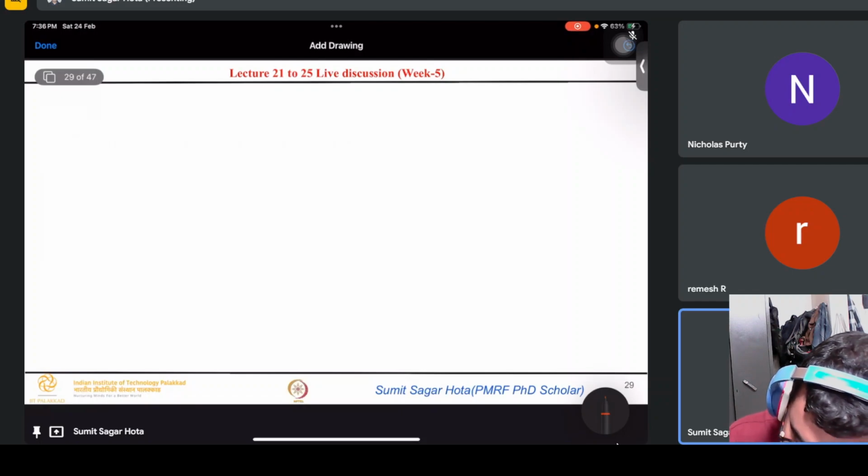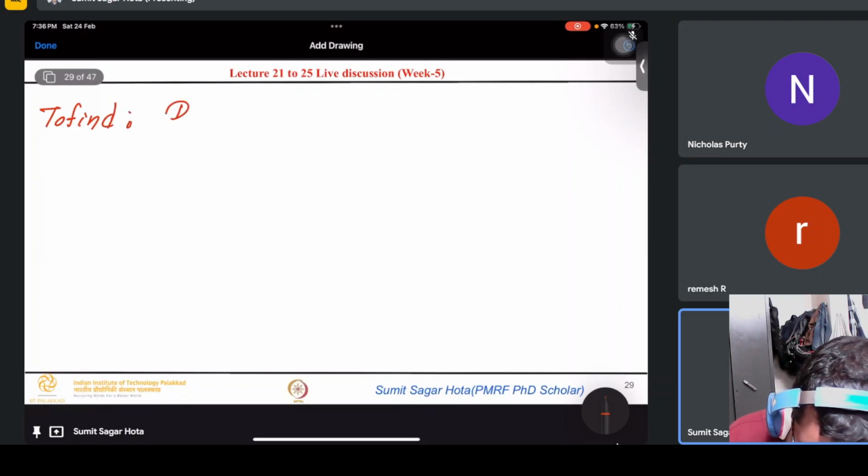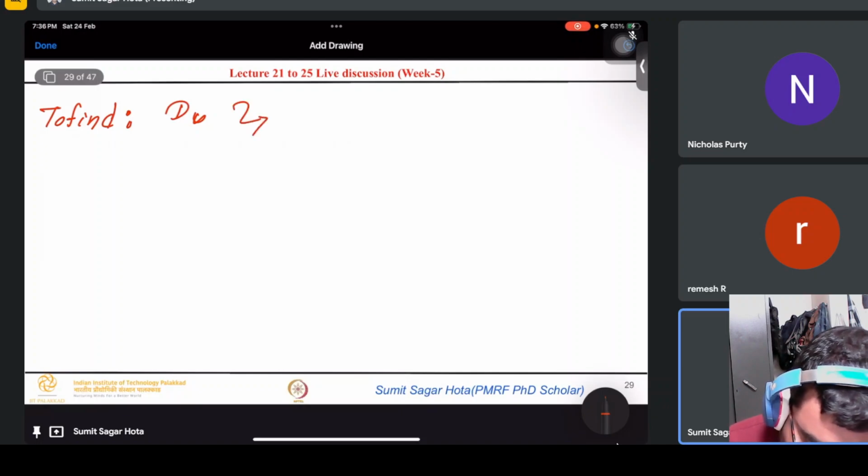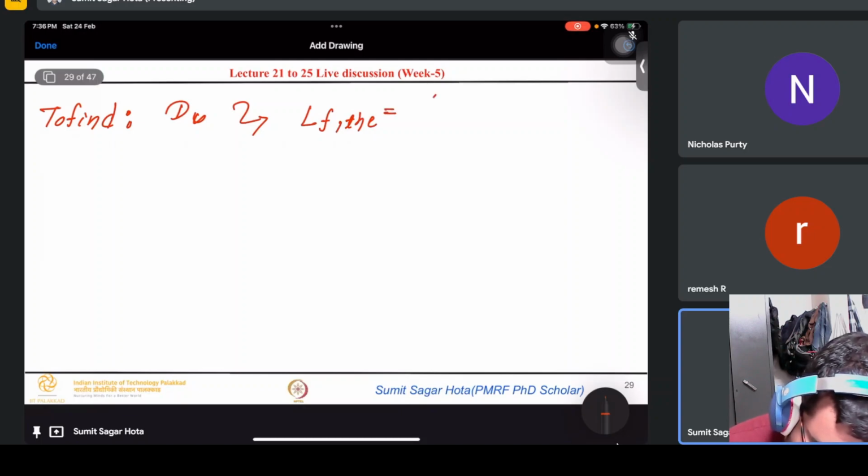Okay, so what is the equation to find T infinity? This thing will have the theoretical flame length 0.59, which is T infinity by T.